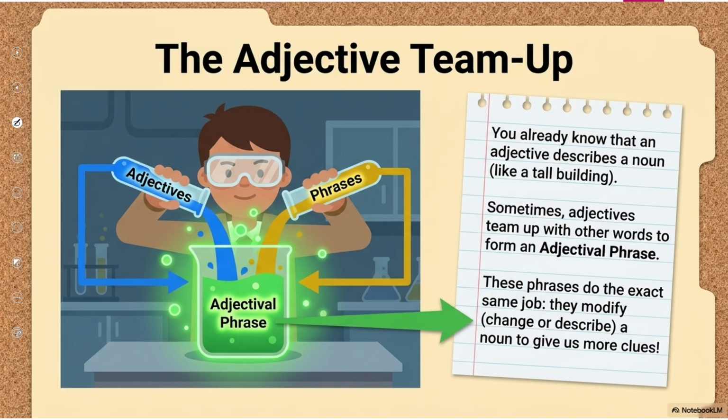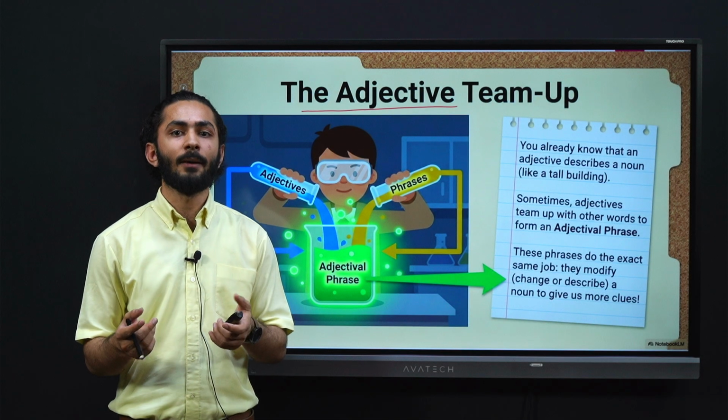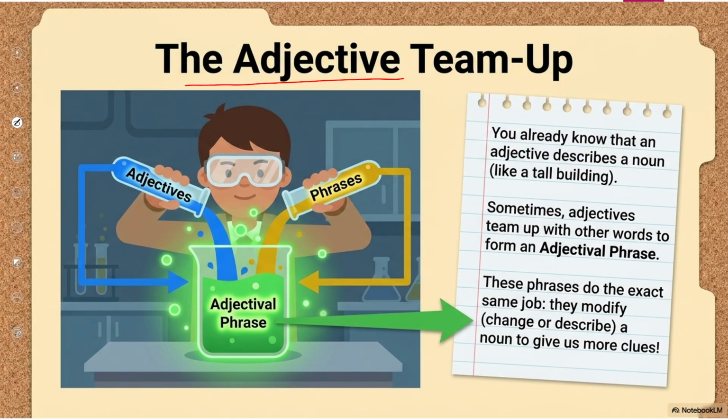Now, let's have an idea of adjectival phrase. You have to recall the concept of adjective. Adjectives are all those words which modify your noun, which give an idea about the noun. You already know that an adjective describes a noun, like a tall building. Here, building is a noun and the word tall is an adjective. Sometimes adjectives team up with other words to form an adjectival phrase, and the group of words that modify a noun is also called an adjectival phrase.